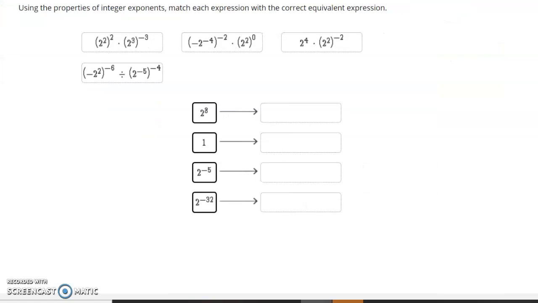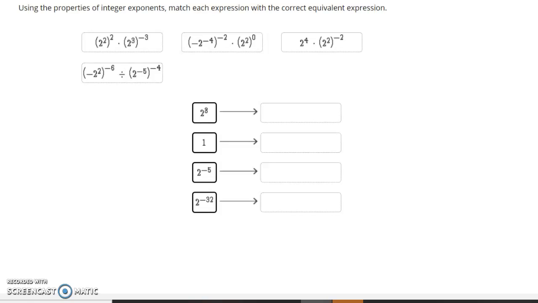All right, the next question says, using the properties of integer exponents, match each expression with the correct equivalent expression. Basically, you're going to have to work through each of these problems and then match them with the correct expression that's equivalent to it. So let's start with the first one we see here: 2 to the second power raised to the second power, times 2 to the third raised to the negative third.